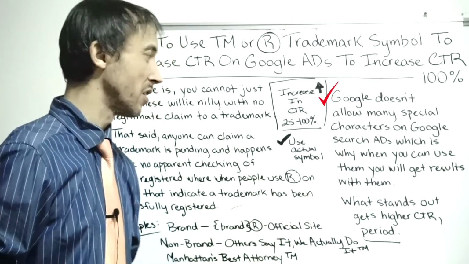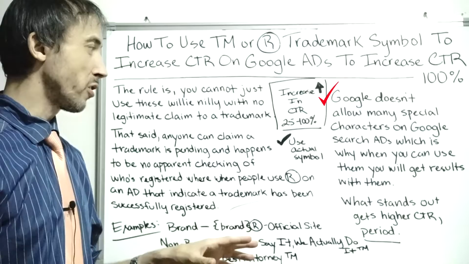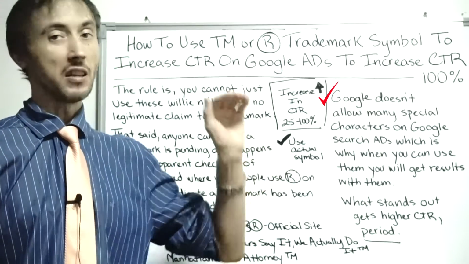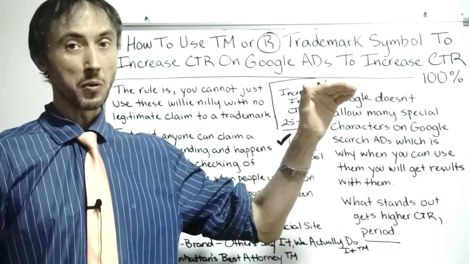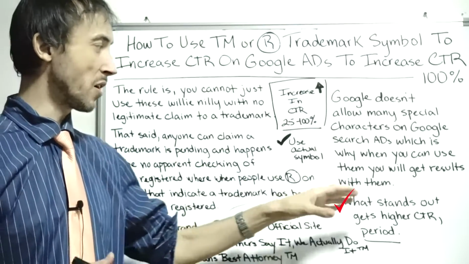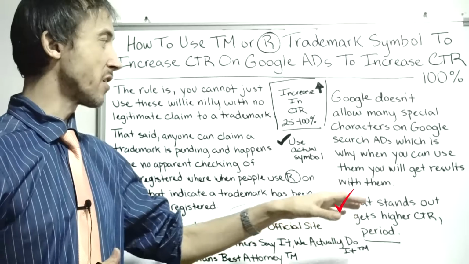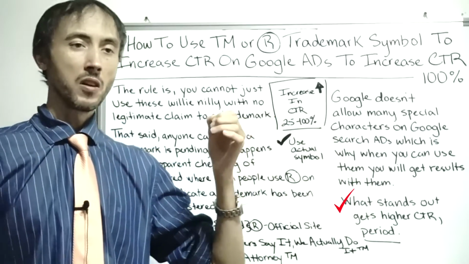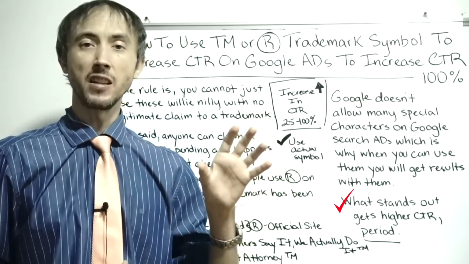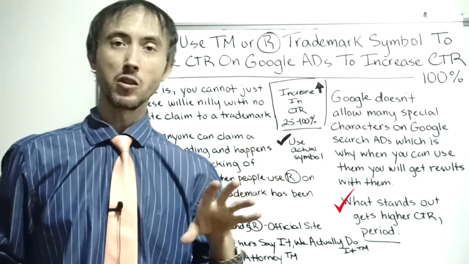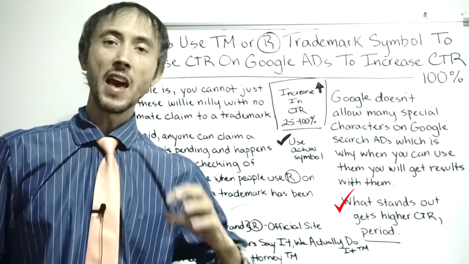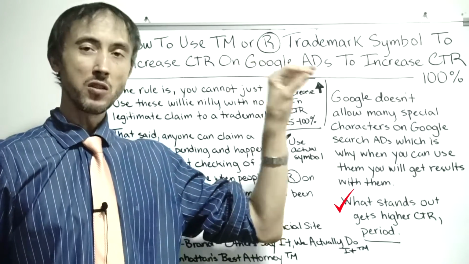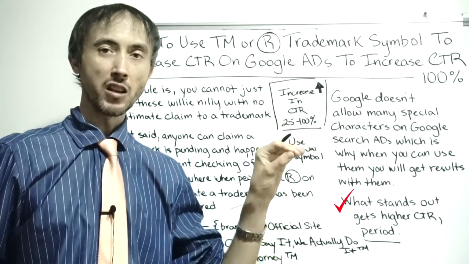So Google allows this. Now, the reason it gets click-through rates in addition to what you already have, so if you're getting a 4% click-through rate, this could jump it to literally 8%, is because what stands out gets a higher click-through rate, period. Because there's something in advertising and developing an ad that gets you the highest click-through rates. You should use something called the AIDA model. That model dictates what you do to get the user's attention and get them to click on your ad.